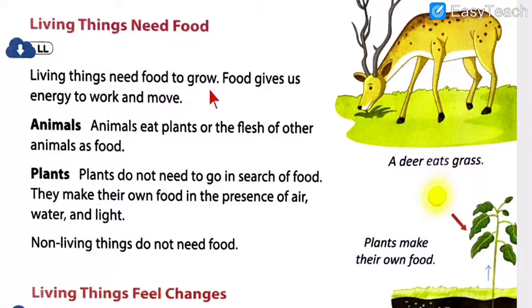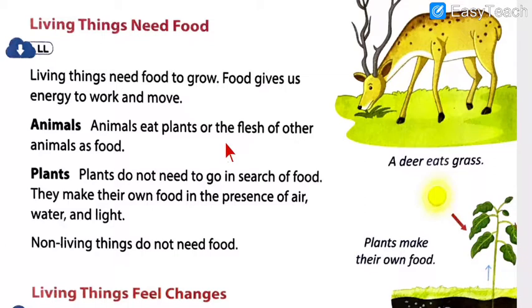Living things need food to grow. Food gives us energy to work and move. Obviously, if you don't eat food for 2 days or maximum 3 days, you are not going to feel rejuvenated. You are going to feel very drowsy and lazy. So food gives us the energy to work and to move from one place to another place.